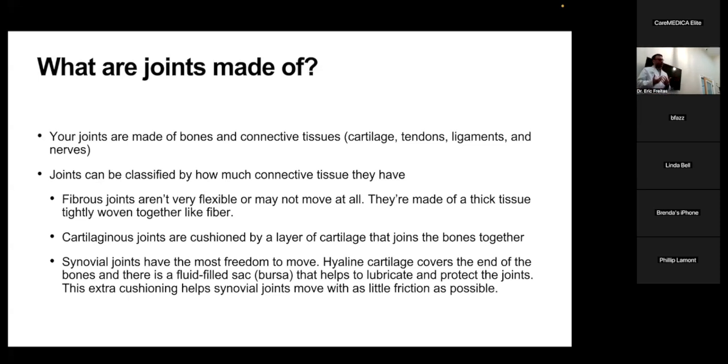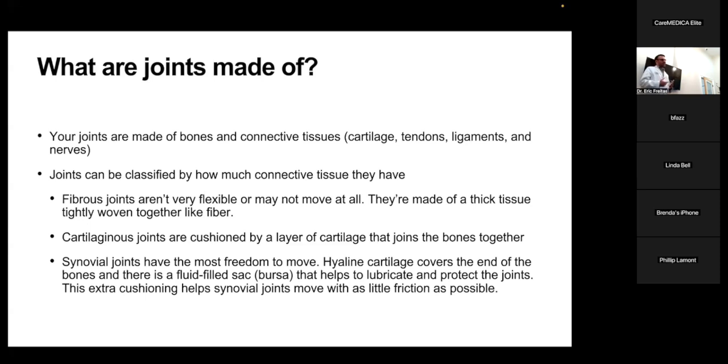So now we're getting into what joints are made of. Joints are a combination of bones and the connective tissue around them. A tendon connects muscle to bone, and a ligament connects bone to bone, and they all form the capsule and the shape of the joints themselves. And then there's also nerves and blood supply, things like that. Very, very straightforward, very easy.